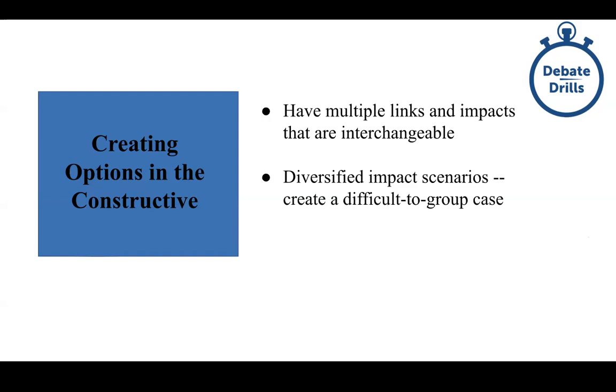So let's say that your first contention's impact scenario is about the economy. The impact scenario on the second contention maybe shouldn't also be about the economy, because then the team could group your two contentions and say, hey, we outweigh the economy generally for XYZ reason, which would be bad for you. There are some exceptions to this rule.